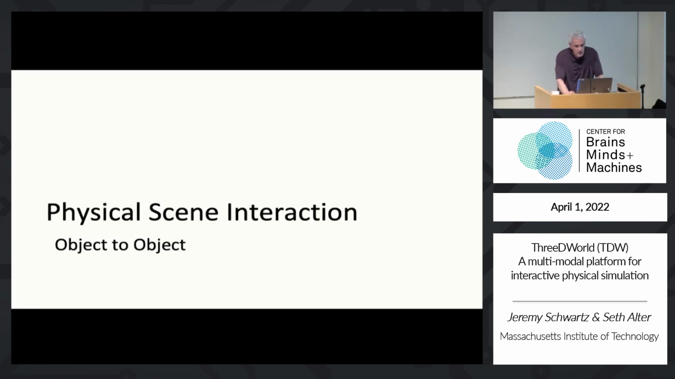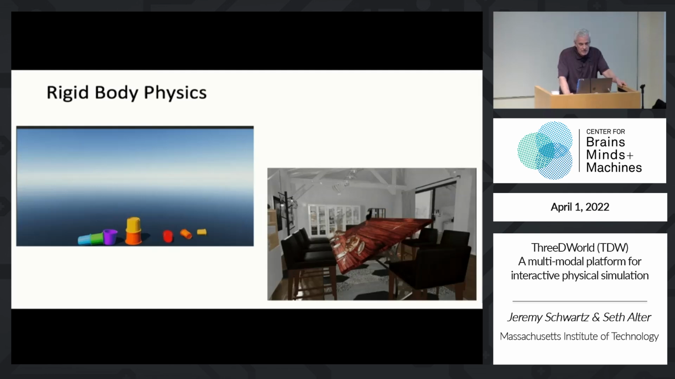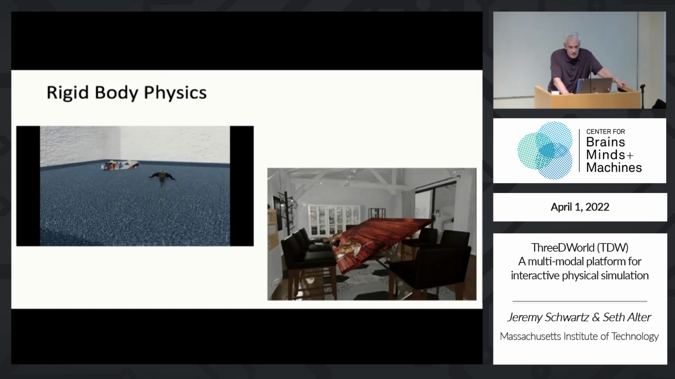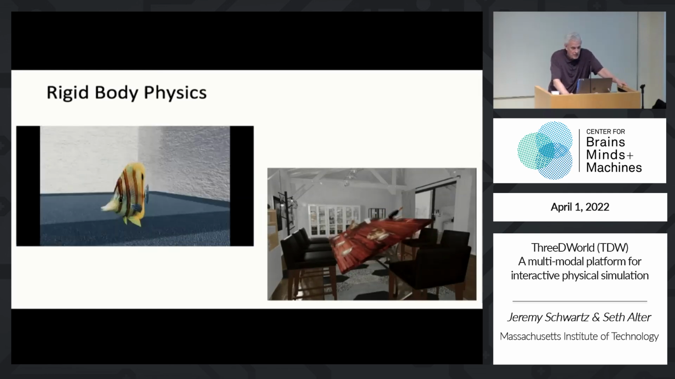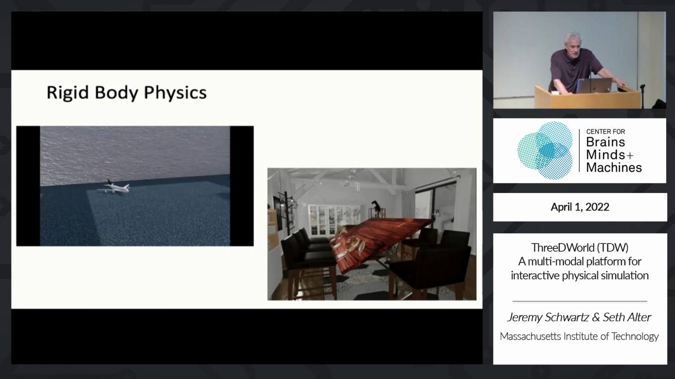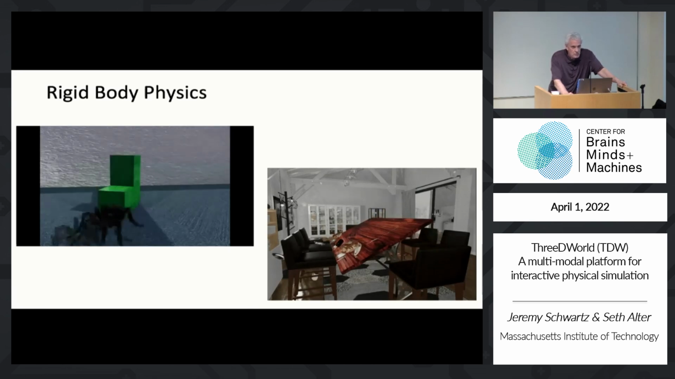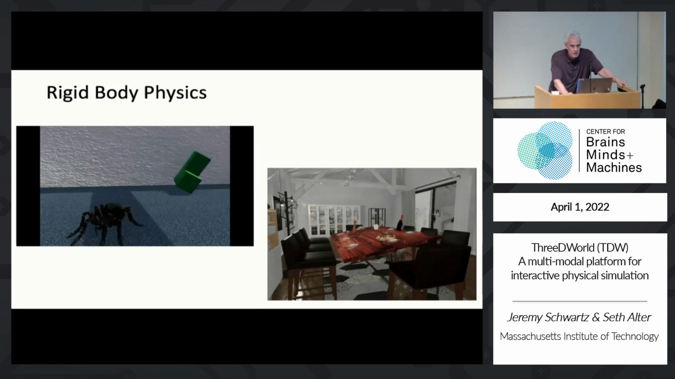All right, so let's talk about the various ways TDW handles physical scene interaction. And we'll start off with object-to-object interactions. We've gone to great lengths to enable believable and realistic object interactions through accurate physics behavior. TDW actually includes two separate physics engines which serve different purposes. Unity's basic physics engine, called PhysX, handles rigid body physics, including the collisions between rigid bodies.